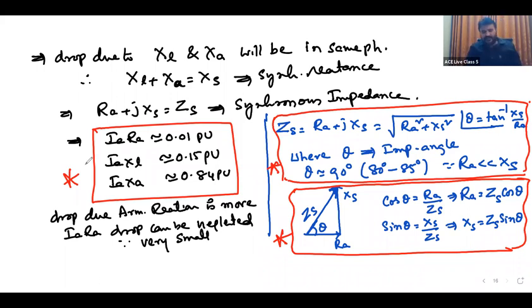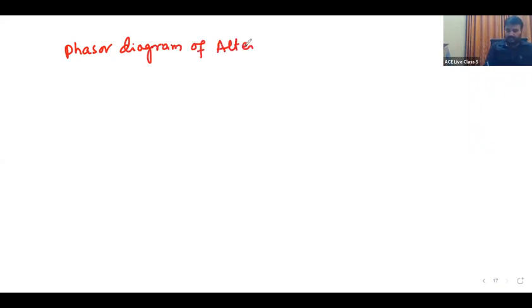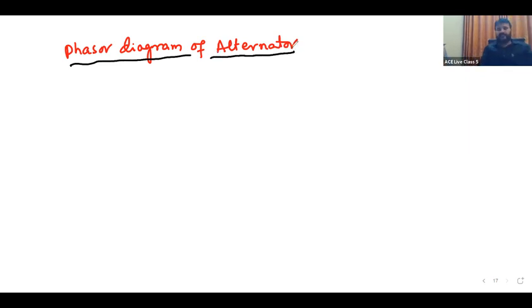Now, having an idea about all these drops, we are ready to draw the phasor diagram of the alternator. Let us draw the phasor diagram of the alternator.